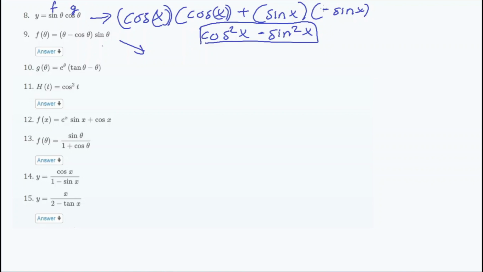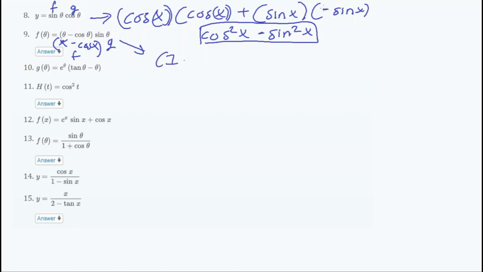So number 8. Number 9 is going to be theta minus cosine theta times sine. Now what we could do is multiply it out, but the problem with that is we're going to have to use the product rule twice, and we're way better off not doing that. So if we rewrite this, it would be like x minus cosine x. So x minus cosine x would be our f, and then sine would be our g.